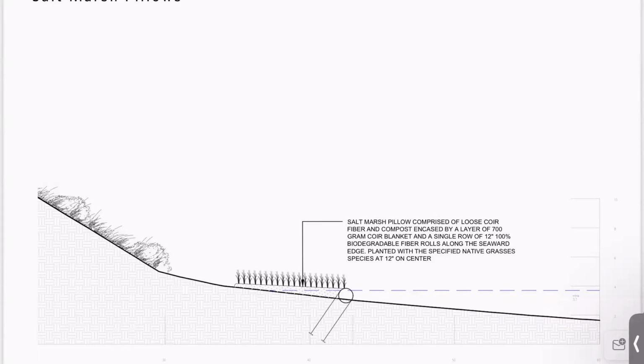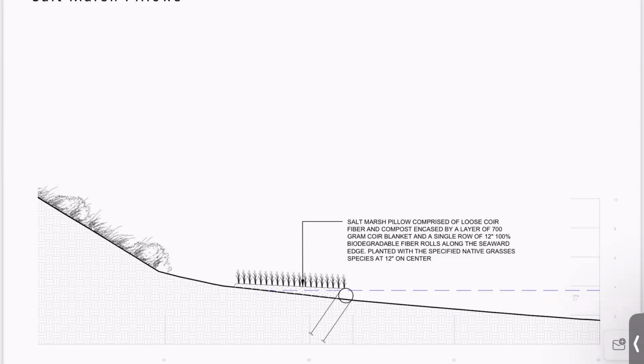So we established this planted marsh. Sometimes we put a little fiber roll on the seaward edge if there's a lot of boat wake or a lot of wave energy. More commonly, we don't. We just plant the marsh. We don't have any anchoring, and the plants often do quite well, as you'll see.